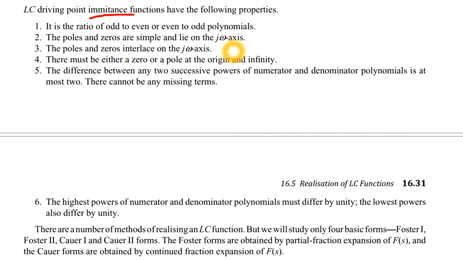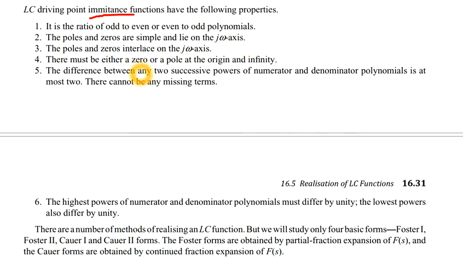The third property is that the poles and zeros interlace on the j omega axis. It means the j omega axis poles and zeros are going to come alternately. Interlace means alternately. If there is a zero, then next you have to get a pole only. There will not be any continuous zeros or continuous poles. That is the meaning of interlace. When you see the example, you will understand this.